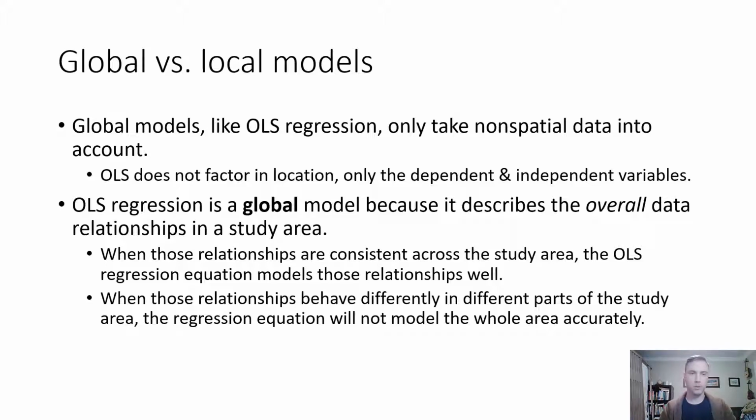OLS regression is what we call a global model because it describes the overall data relationships in a study area. When those relationships are consistent across the study area, the OLS regression equation models those relationships well. If it's uniform across the whole study area. When those relationships behave differently in different parts of the study area, the regression equation will not model the whole area accurately. You have to take local regional differences into account.